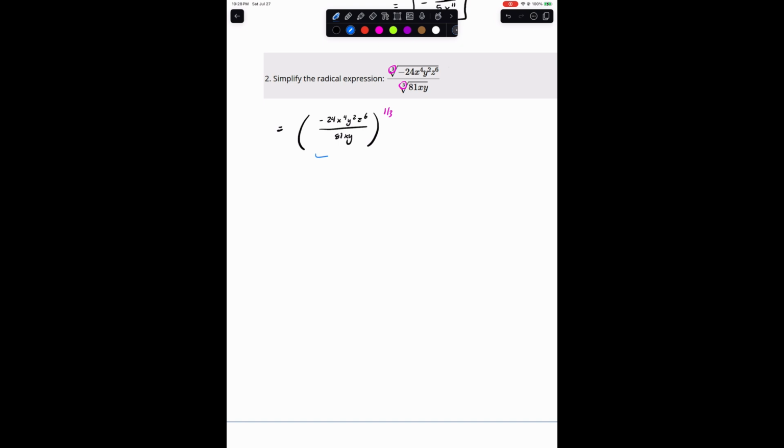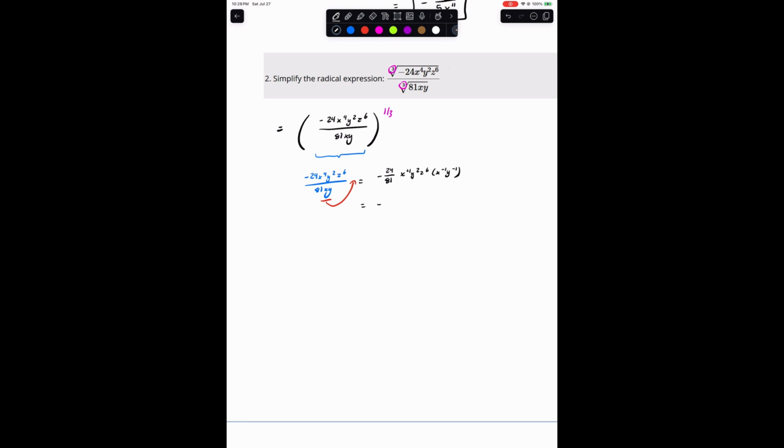Now if we look at the inside here, we have negative 24 x to the 4 y squared z to the 6 over 81xy. We have negative 24, 81. And we want to move these up to the numerator. So I have to remember to flip the signs as they switch sides of the fraction. So x to the negative 1, y to the negative 1.